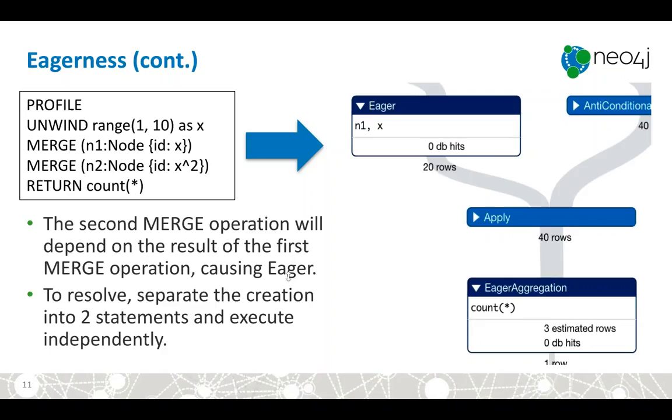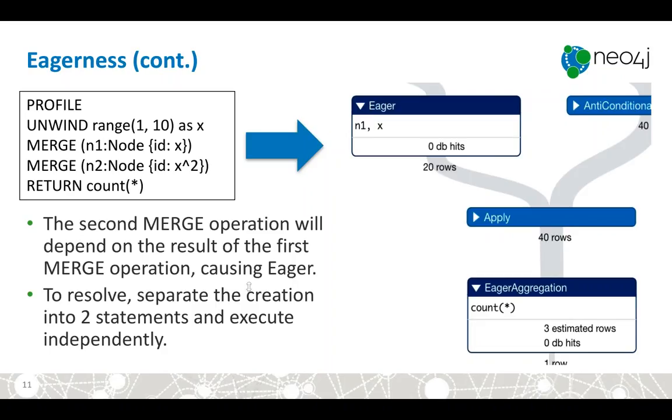So the eagerness can cause excessive memory usage against large data sets where you're building up a very large intermediate state in memory. And with Neo4j, you really want to keep the use of memory as limited as possible. And so trying to avoid eager is something that you want to look for in your query plans to reduce the overall usage of memory in Neo4j and keep the space limited.